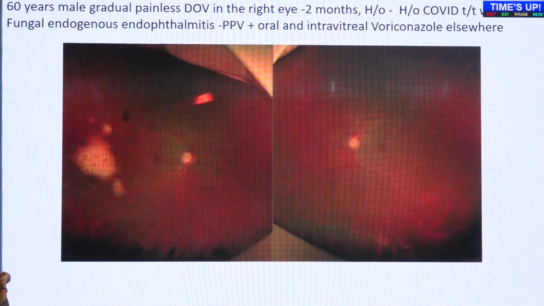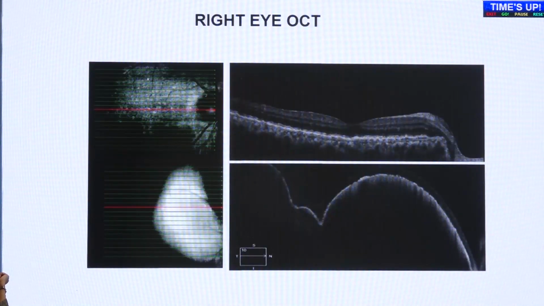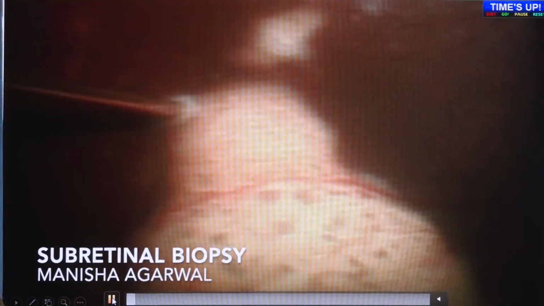This is another patient, a 60-year-old male who had a history of COVID. He was admitted in the ICU and was diagnosed to have fungal endogenous endophthalmitis secondary to that. You see a very classical picture of sub-RPE deposits present in both eyes. Here again we were a little lost. Though it was a very classical presentation, he had already undergone a vitrectomy at some other center and was being treated for a fungal endophthalmitis.